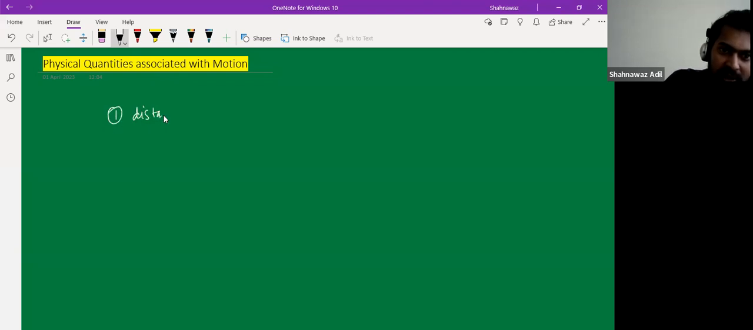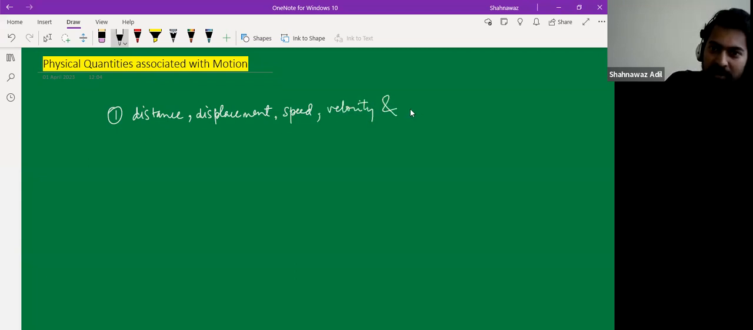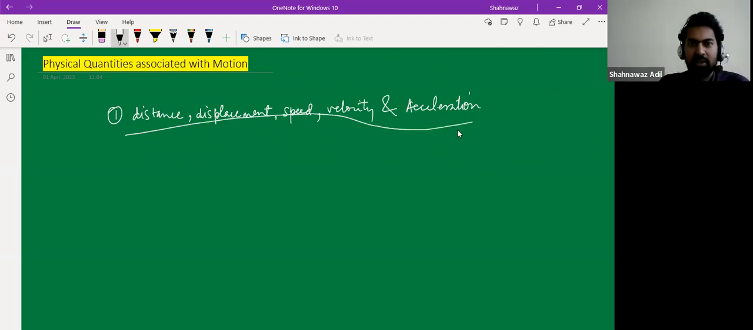Distance, right? And there is displacement. And there is what? Speed, velocity, and acceleration, right? So these are the physical quantities associated with the moving body. This chapter is a very short one, so this will be done in only one class. I will try to cover this only in this class.